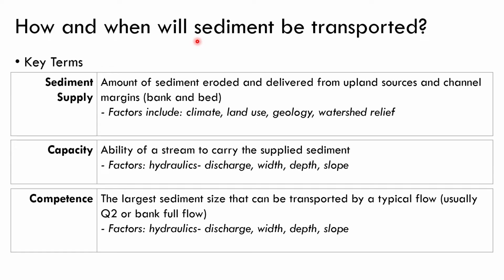Usually when we talk about competence, we're talking about things like the Q2 or bankfull flows, the annual flood, so the peak discharge in a year. We usually use those flows because those are essentially the channel forming flows that you've read about in some of your readings. That's when a lot of sediment transport happens. In a lot of streams, sediment transport isn't happening all the time. It only really happens at the higher end of the flow spectrum for that stream.